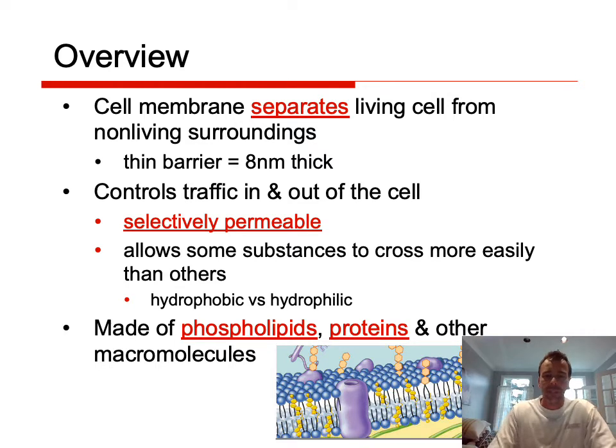So as we know, the cell membrane separates the living cell from non-living surroundings. It's a thin barrier about 8 nanometers thick, and it controls things going in and out of the cell, but it has selective permeability. So it allows some things to go across the membrane more easily than others. Some of these things that are hydrophobic may pass easier because of the hydrophobic nature of the membrane. And again, the membrane is made of phospholipids, proteins, and other macromolecules, as we've talked about.